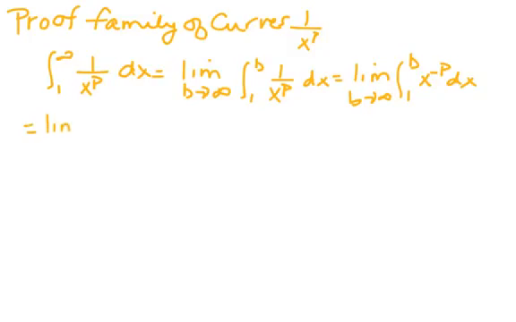So this is equal to the limit as b goes to infinity of 1 over negative p plus 1, x to the minus p plus 1. All I did was take the antiderivative, right? So I add 1 to the exponent and I divide by that new exponent. Okay? So all I did was take the antiderivative here to get to here.